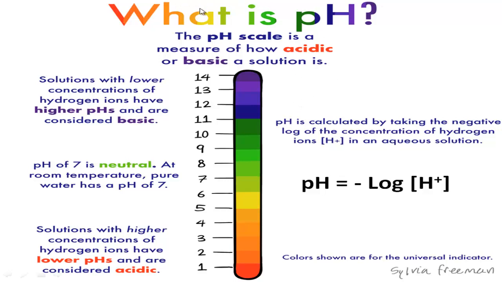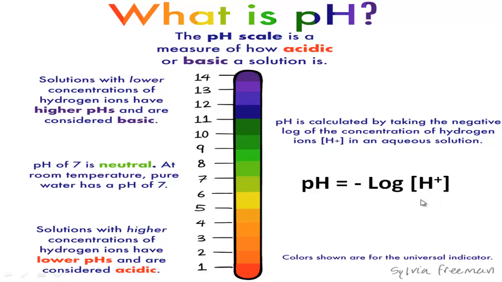pH means power of hydrogen ions, and it is calculated by taking the negative logarithm of the concentration of hydrogen ion in an aqueous solution. That is, pH equals minus log [H+]. This third bracket with hydrogen ion represents the hydrogen ion concentration of an aqueous solution.